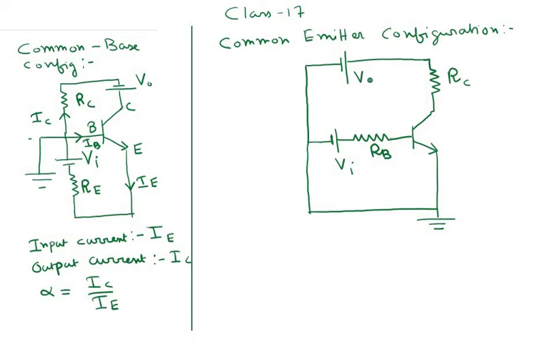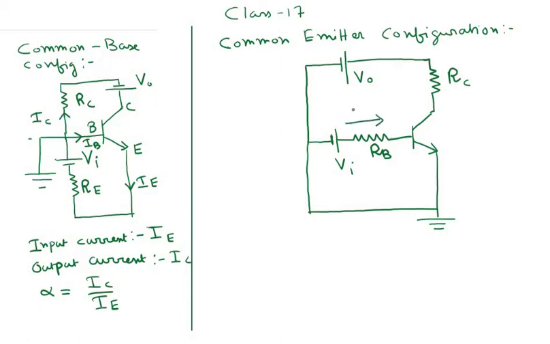So the emitter is connected to both the base and the collector with the help of a voltage source and a resistor. And here again, this is the input voltage source Vi, and this is the voltage source connected to the output V0. Input current is the current that the input voltage source provides. So what is the current that Vi is providing? It is the base current IB.